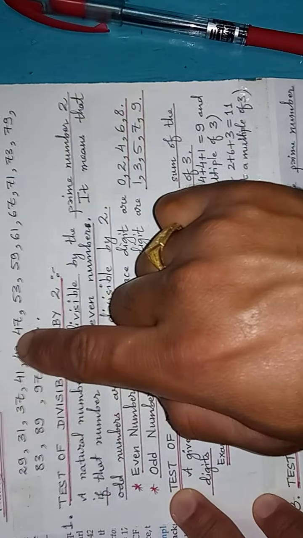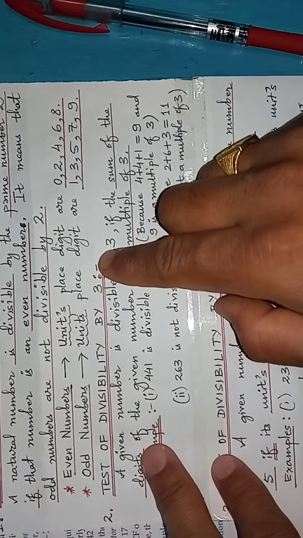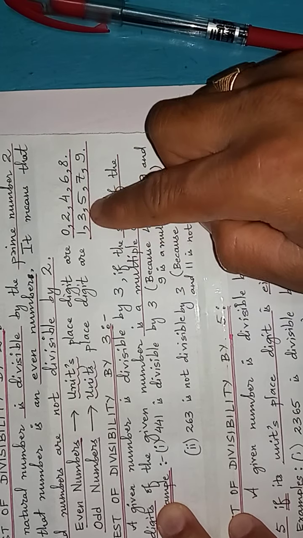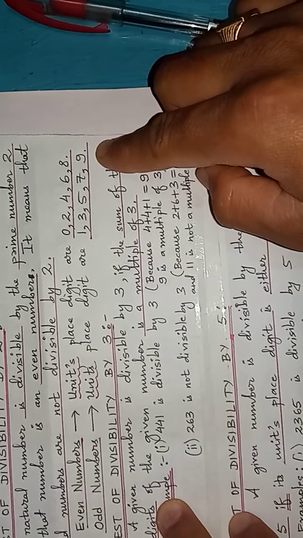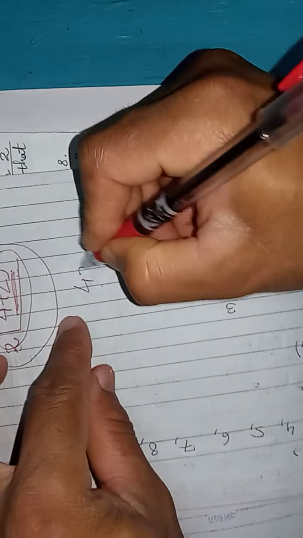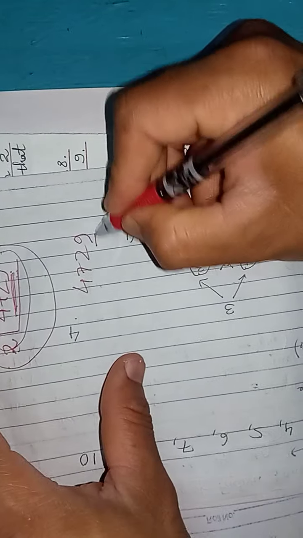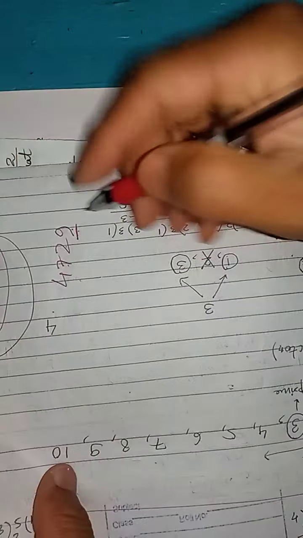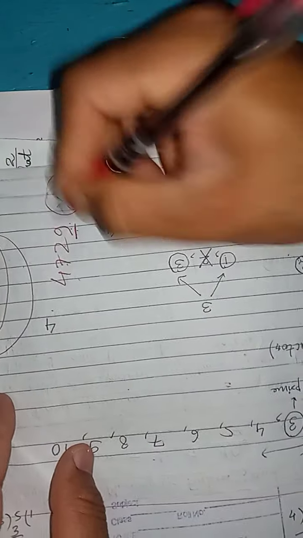But if that number happens to be odd, how do we find out? Look at the units place. If the units place is 1, 3, 5, 7, or 9, then it is an odd number. In the last example, I'll give you 4729. Look at the digit 9, the units place. 9 is an odd number, so since it's odd, we cannot divide it by 2.